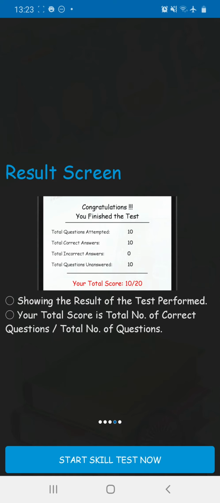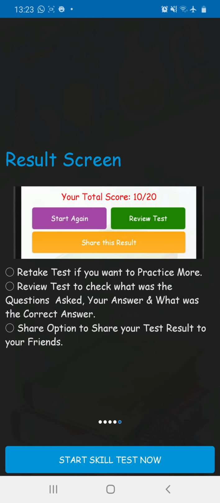Okay? Result screen showing the result of the test performed. Your total score is total number of correct answers, total number of questions. Retake test if you want to practice more. Review test to check what were the questions asked, your answer and what was the correct answer. I didn't think that I said that in the correct way, but okay. Share your test result to your friends. Okay, I did that a lot of times.